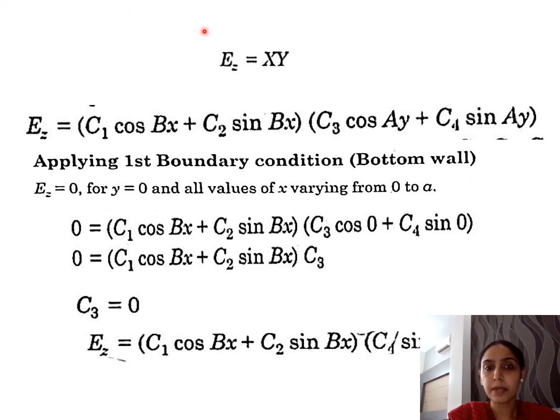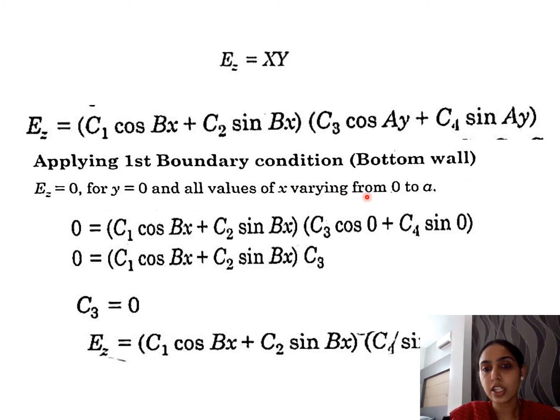Now coming back to Ez is equal to XY, which is our required solution, we substitute for X and Y. Then we have to apply the boundary conditions, applying them one by one. First for the bottom wall, we have seen what the rectangular cavity resonator looks like. If we apply the first boundary condition, that is the Ez component equal to 0 for all x varying from 0 to a.